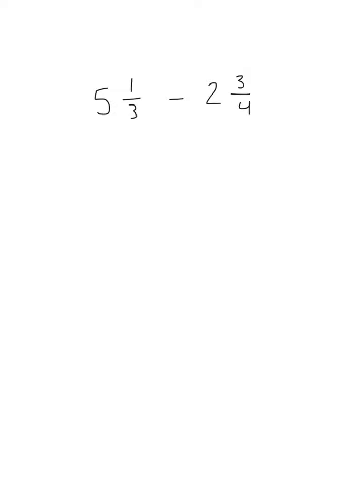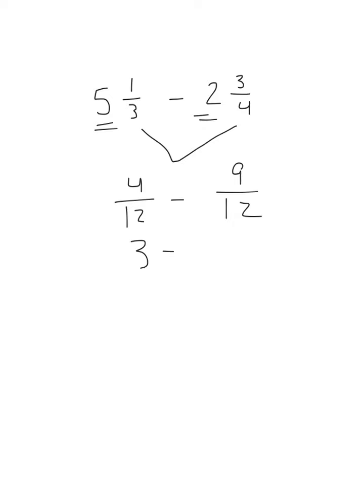No matter either way, we have to have a common denominator. So we know that 3 times 4 is 12. And we know 1/3 is equivalent to 4 twelfths. We know 3/4 is equivalent to 9 twelfths. So what we can do, we can say that 5 minus 2 is 3. 4 twelfths minus 9 twelfths is negative 5 twelfths. And then what's 3 minus 5 twelfths?